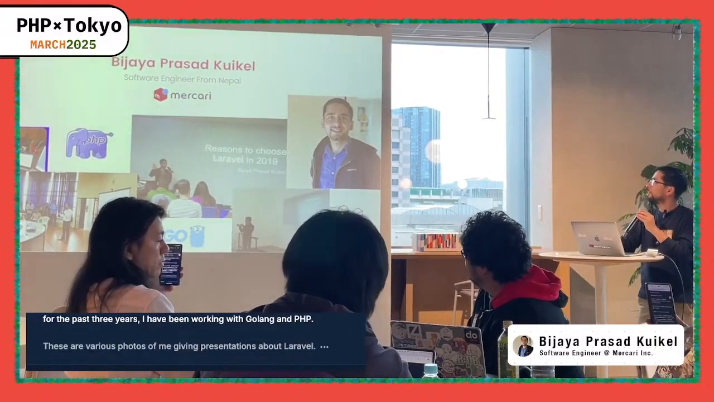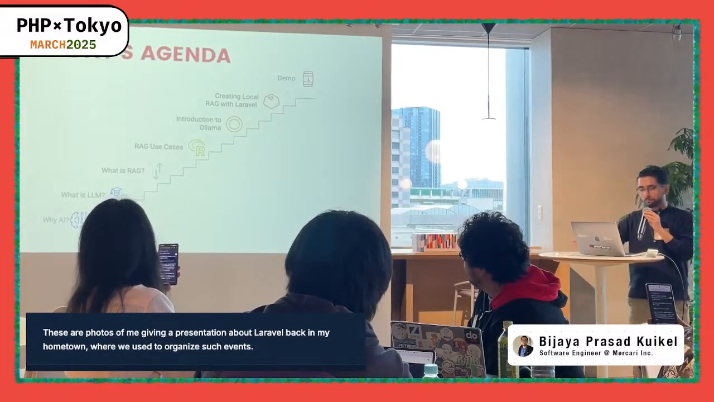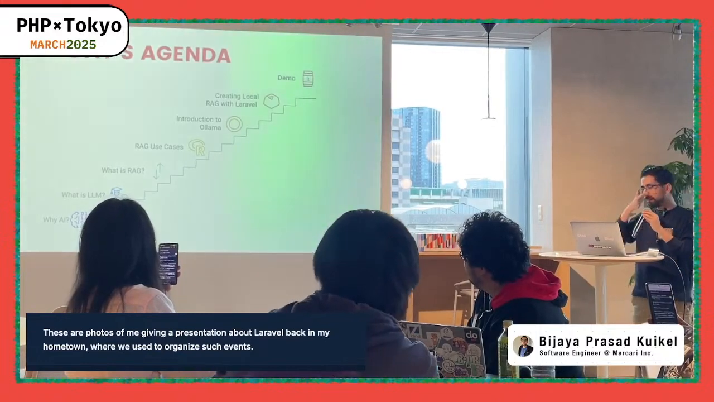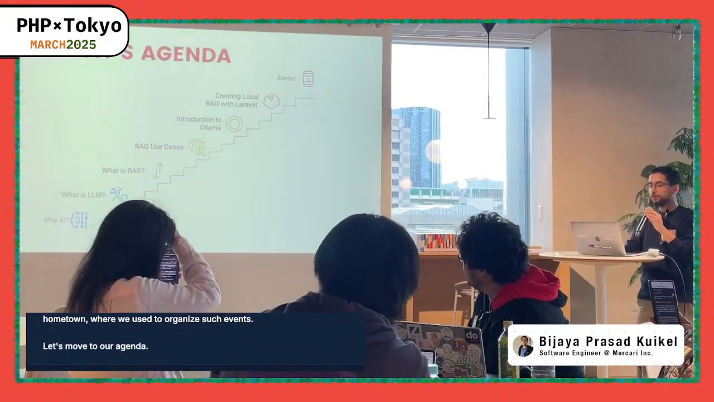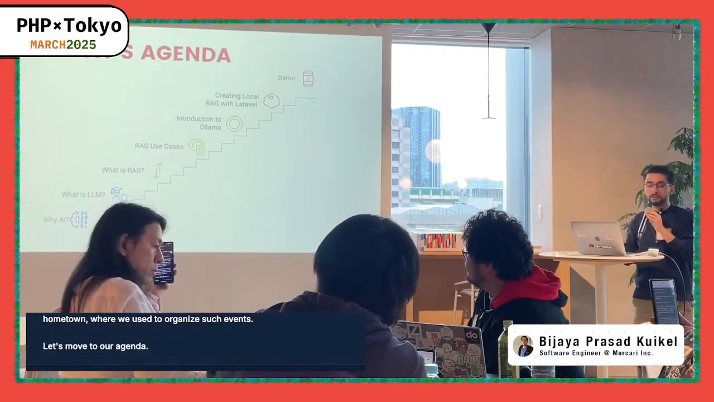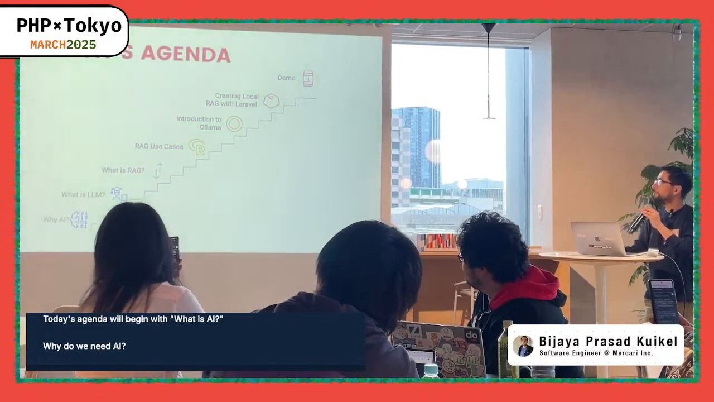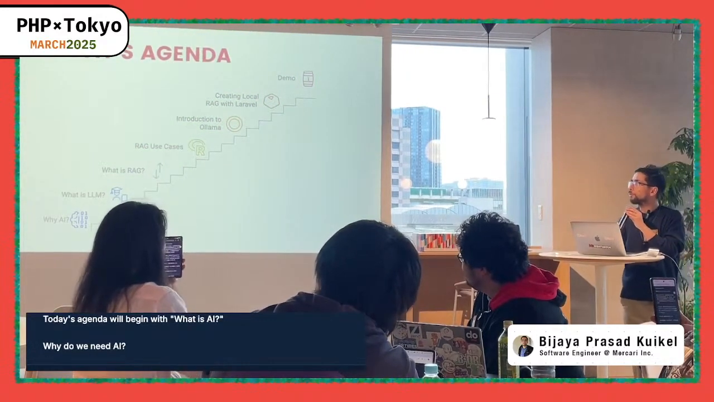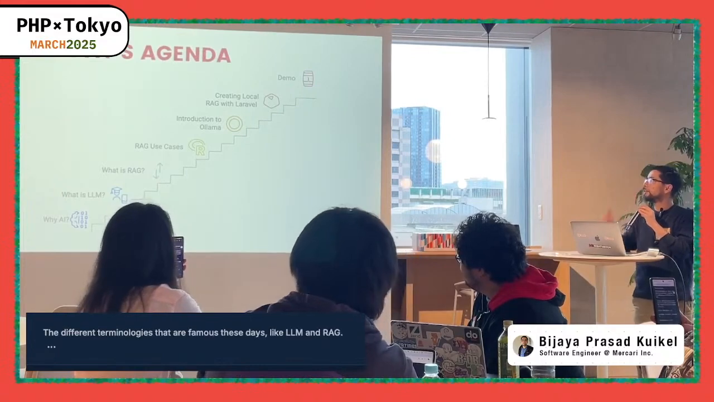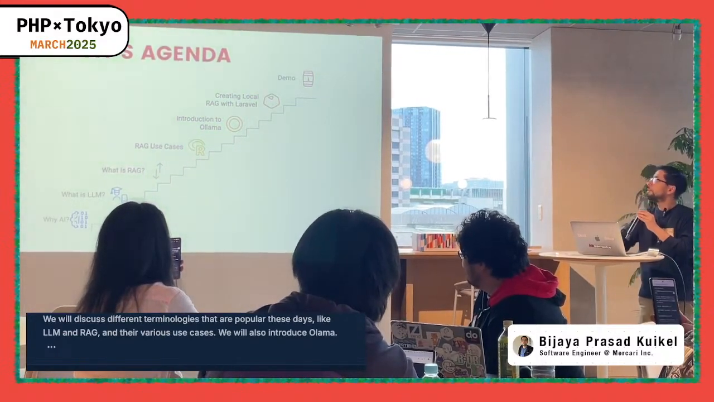So let's move to our agenda. Today's agenda will begin with what is AI and why do we need AI. Then the different terminologies that are famous these days, like LLM, RAG, and different use cases. We'll be introducing Ollama, and then we'll slowly create a local RAG with Laravel, and finally we'll do a live demo.